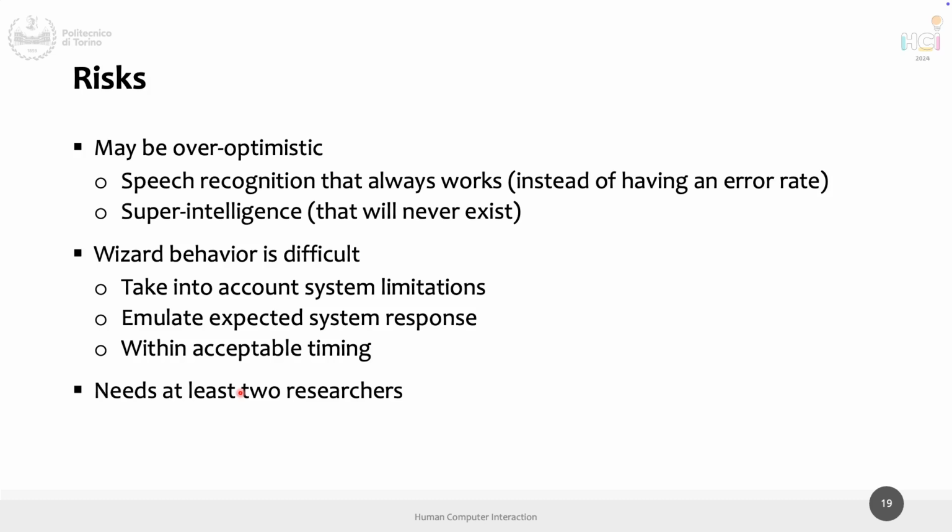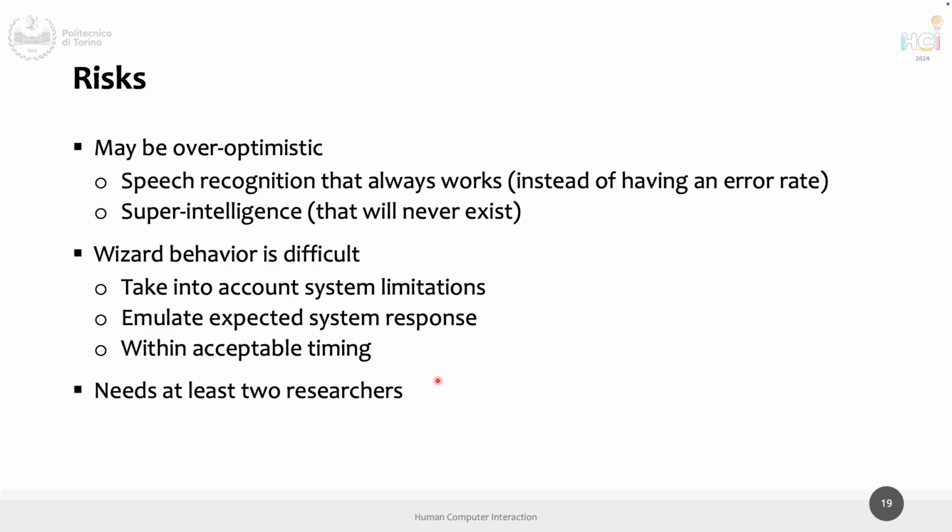The risk could be that it be over-optimistic, because with a person, typically everything works always, if the person is an expert in that domain. The wizard behaviors is also difficult because it should take into account any system limitation, any contextual limitation, any interface limitation that you have. It should emulate expected system response. Again, not too fast, not too slow, adequate timing, adequate answer. It cannot be super intelligent as a user interface because it's not realistic enough, etc.